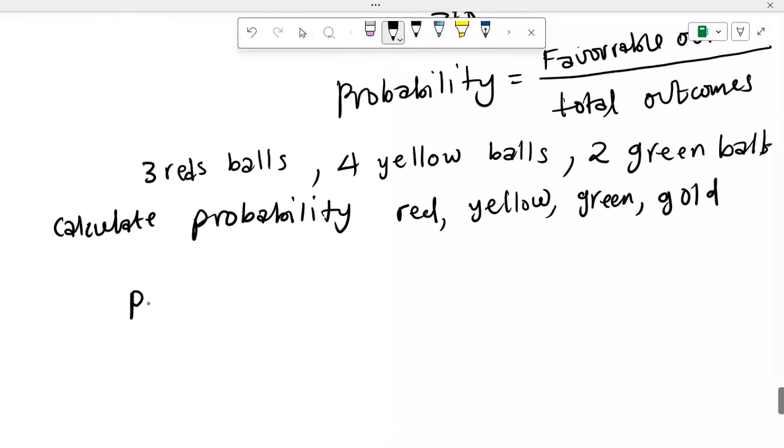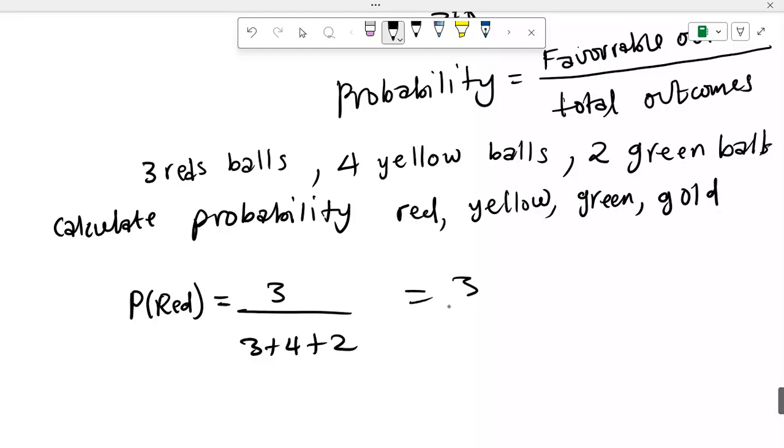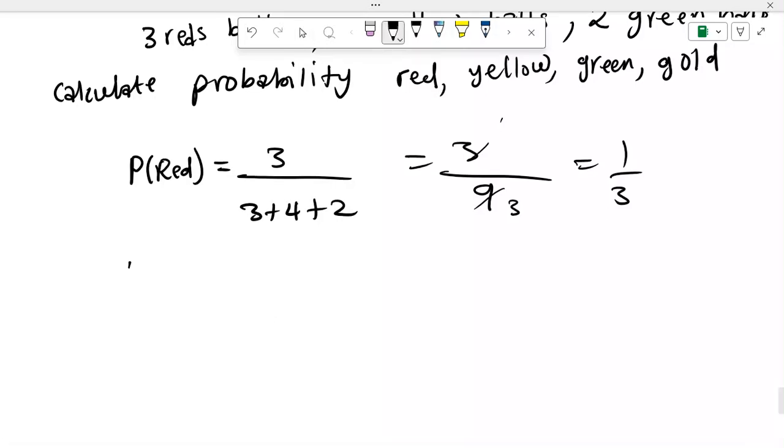So here, probability red. How many red balls do we have? We have 3. So we write 3. That's a favorable outcome. Then divided by the total number of balls. So you have 3 plus yellow 4 plus green 2. So you have 3 over 3 plus 4, which is 7, 7 plus 2, which is 9. Then 3 here, 1, 3 here, 3. So you have 1 over 3. That's probability for red.